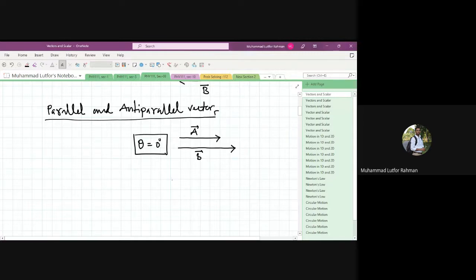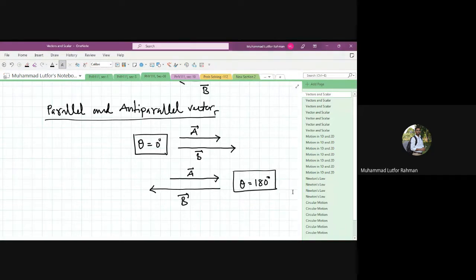For the anti-parallel vector, in that case, one vector would be towards the positive direction, and the second vector would be towards the opposite direction. In that case, the angle between these two vectors is basically 180 degrees, right? So if the angle between the two vectors is 0 degrees, the vectors are said to be parallel vectors. If the angle is 180 degrees, they will be anti-parallel vectors.